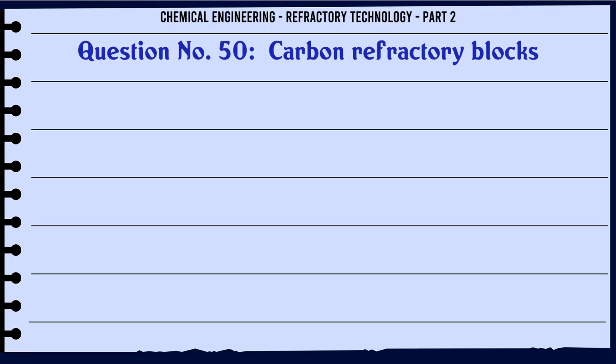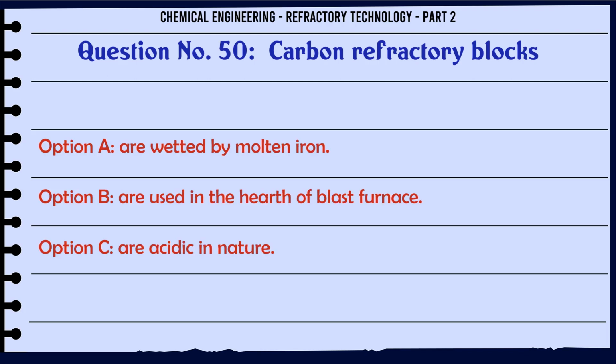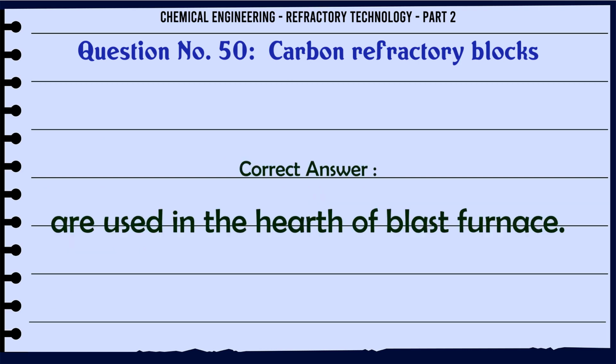Carbon refractory blocks A. are wetted by molten iron. B. are used in the hearth of blast furnace. C. are acidic in nature. D. all A, B, and C. The correct answer is are used in the hearth of blast furnace.